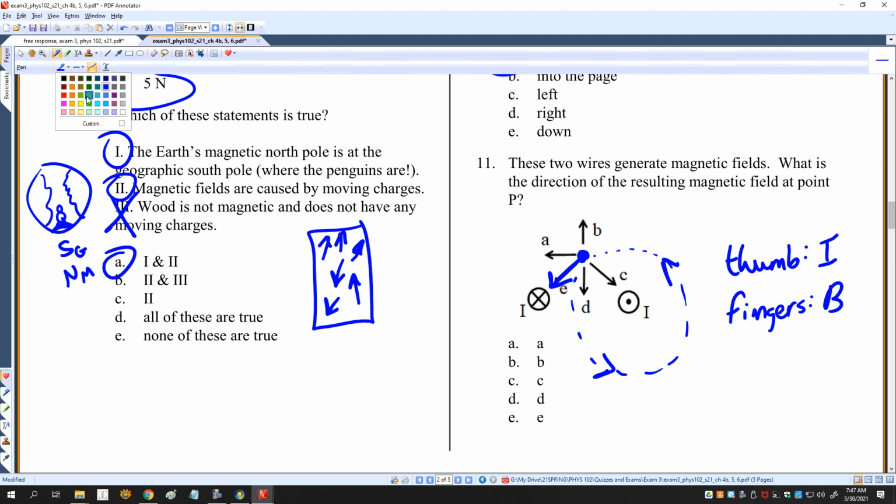For the other one, it's into the page. This one is going to go like this. So over here, the magnetic field points down and in that direction. That means that the total magnetic field is going to be at point D.